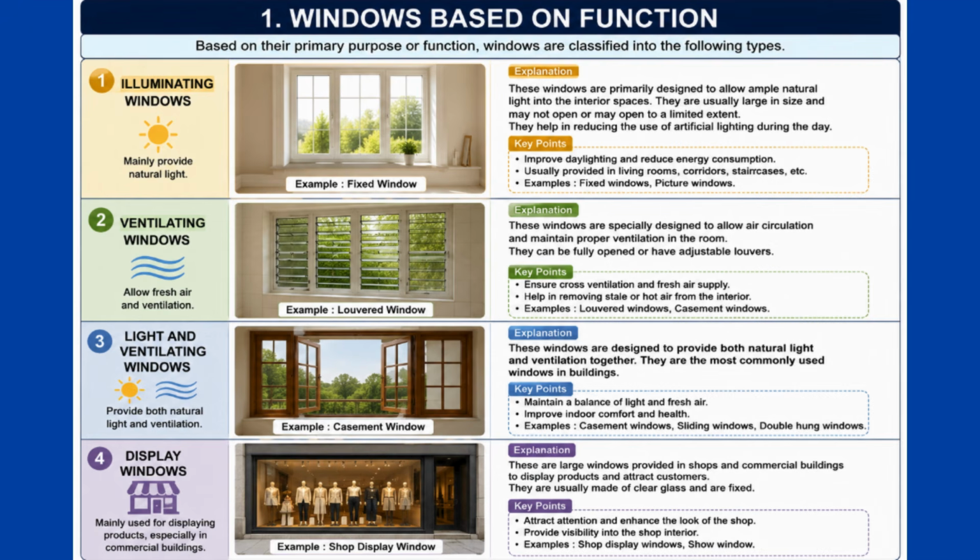2. Ventilating windows. These windows are mainly designed to allow fresh air to enter and stale air to escape. They improve air circulation and indoor comfort. Example: louver window. Used in kitchens, bathrooms, bedrooms, etc. 3. Light and ventilating windows. These windows perform both functions, providing natural light and ventilation. They are commonly used in residential and institutional buildings. Examples: casement, sliding and double-hung windows.